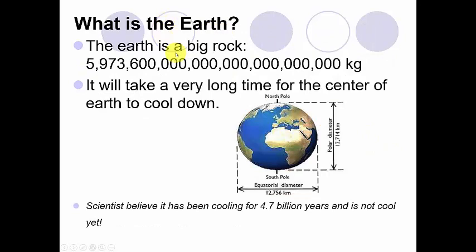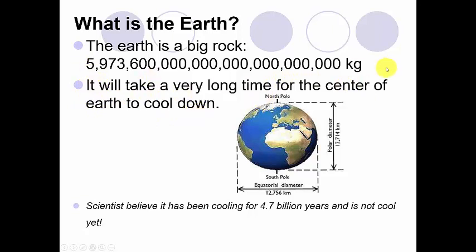So what is the Earth? The Earth's basically a big giant rock with this many kilograms. Let's see, this would be thousand, hundred thousand, million, billion, trillion, trillion. I lost count. Well, it's very large. This is not the density, this is just the mass. So it will take a very long time for the center of the Earth to cool down.